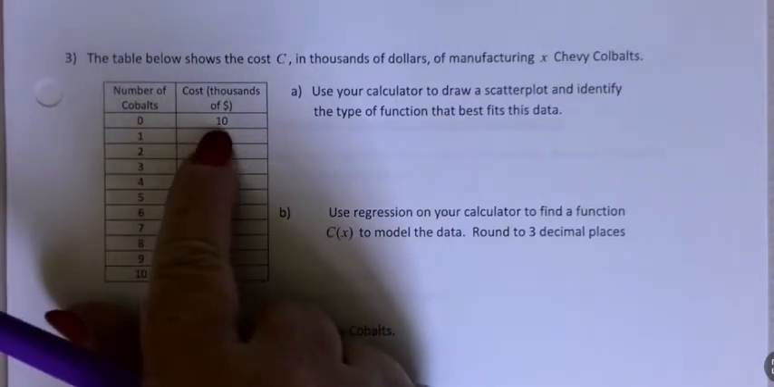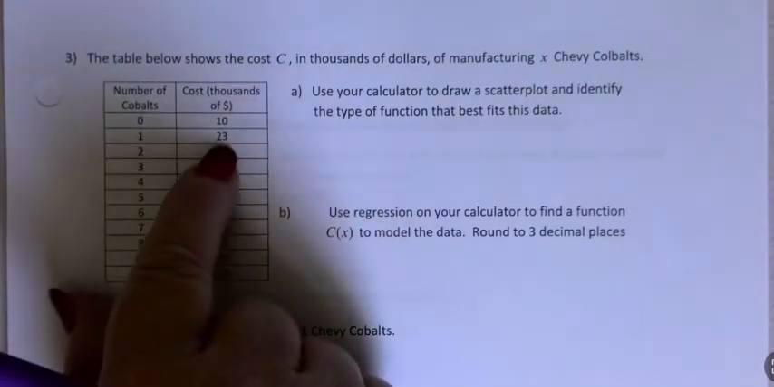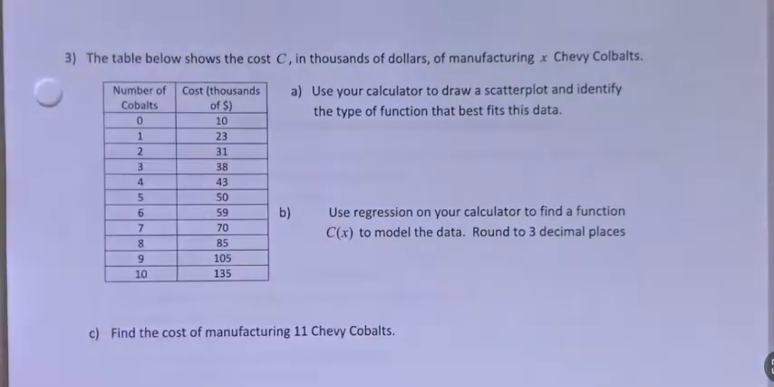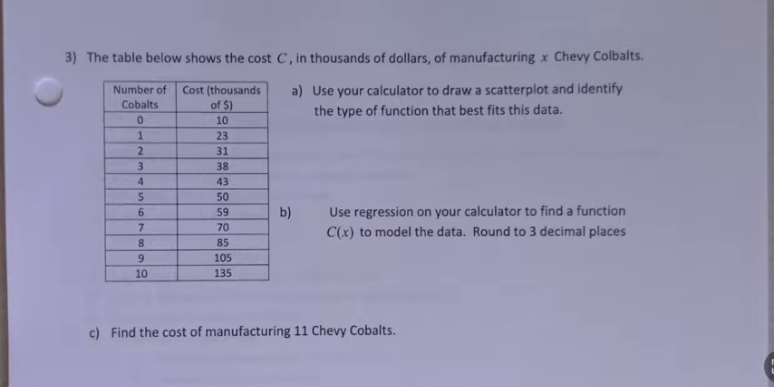That's probably just the overhead, you know, keeping the lights on and that kind of thing. If we make one car, it's costing $23,000, all the way up to if we make 10 cars, it costs $135,000. It says we're going to use the calculator to draw a scatter plot. In other words, plot the points, and then identify the type of function that best fits this data. I want to talk to you a little bit about type of function for these higher order polynomials. I'm going to move away from this for just a second and talk in general.